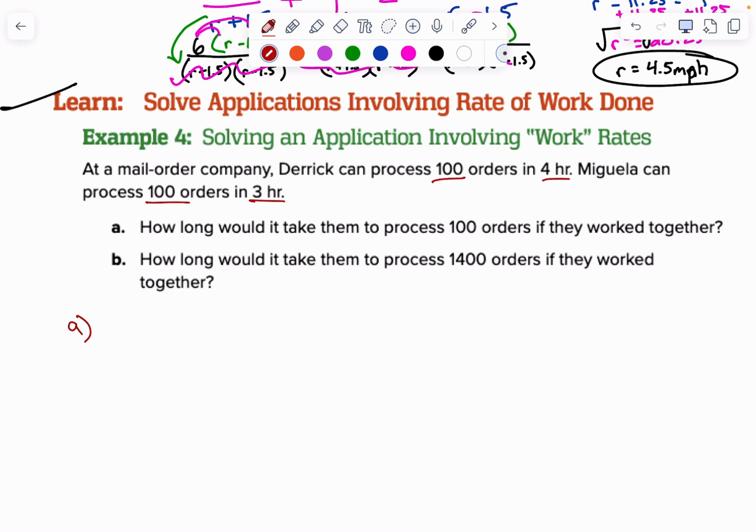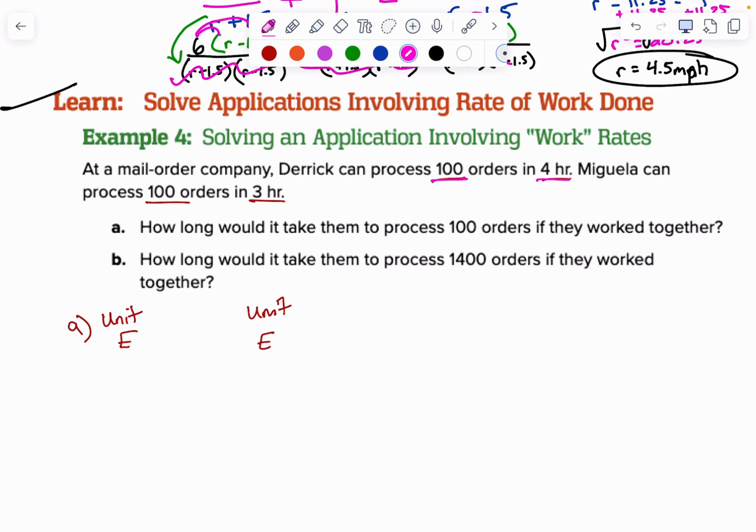Let's talk about part A. We have effort here and we have effort here, and we're going to talk about their unit effort. Derek can do 100 orders in 4 hours, so how many orders can he do in 1 hour? 25. He can do 25.